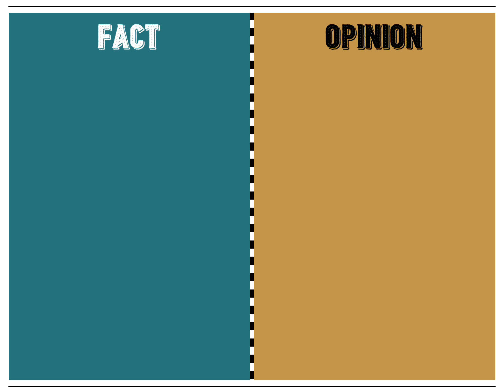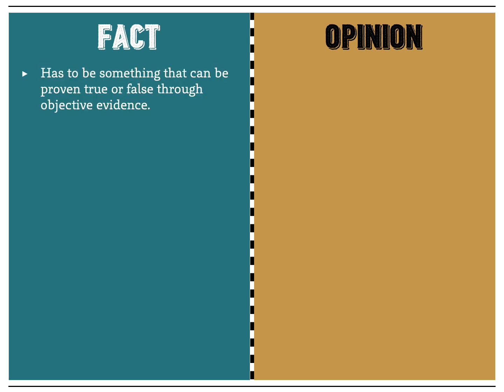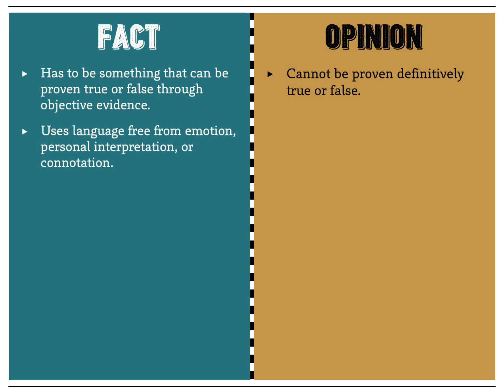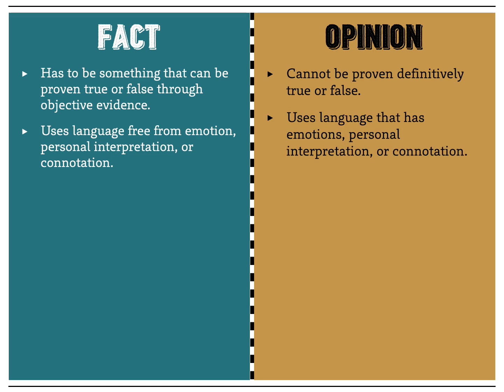So, when you're thinking about facts versus opinions, a fact has to be something that can be proven true or false through objective evidence. An opinion cannot be proven definitely true or false. A fact uses language free from emotion, personal interpretation, or connotation. If you're not sure what connotation is, I actually have a video lesson about it that you might want to watch. An opinion uses language that has emotions, personal interpretation, or connotation. Not all the time, but it may use that language.